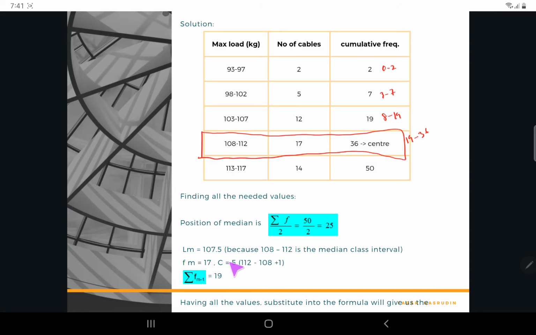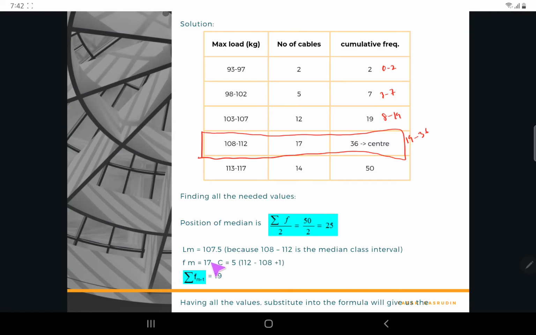And then to find C. C is the median class size. Size of this median class, meaning that from 108 until 112, there are how many terms? So kita kira lah daripada 108, 109, 110, 111, 112. So there are 5 terms. So our C is 5. Kira daripada 108 hingga 112. So that's how we find our C.